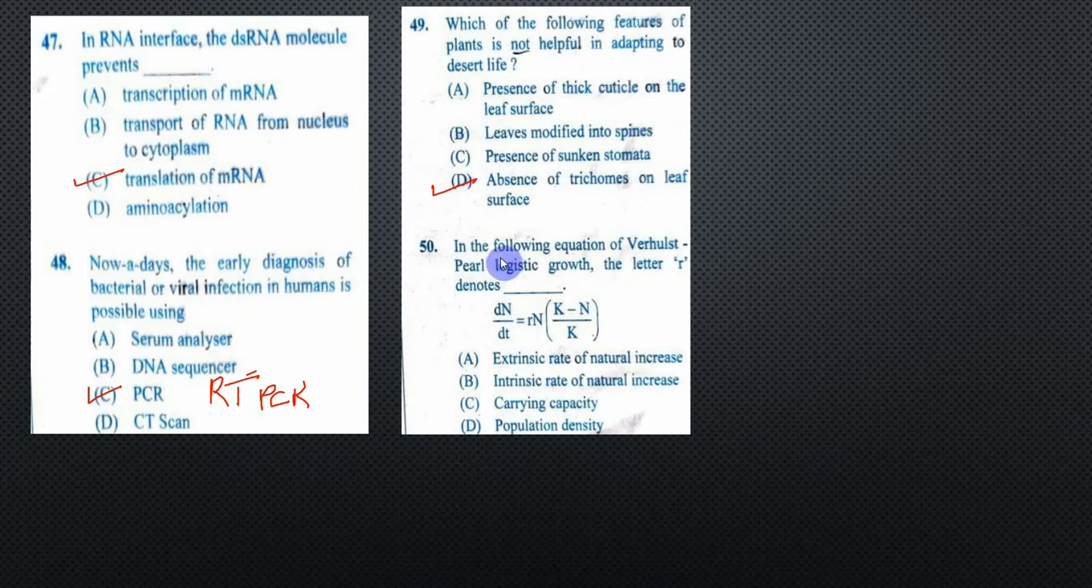Next question we are having, in the following words per logistic growth, the letter R denotes dash, and the equation is dN by dt is equal to rN (K minus N) by K. Right? So they have mainly asked about the R. So option A is extrinsic rate of natural increase, B is intrinsic rate of natural increase, C is carrying capacity, D is population density. So R is actually intrinsic rate of natural increase. B is the right option for this question.